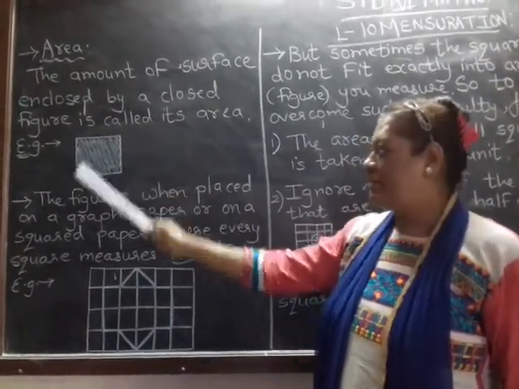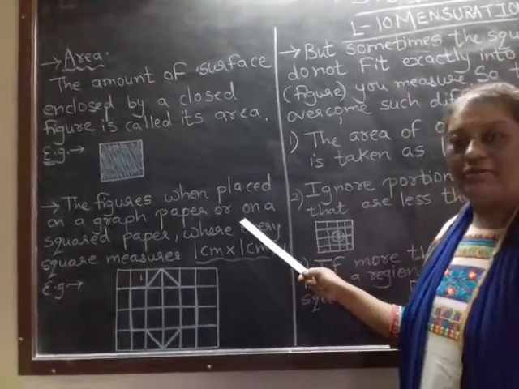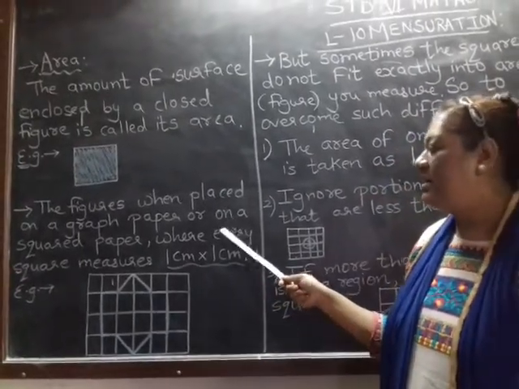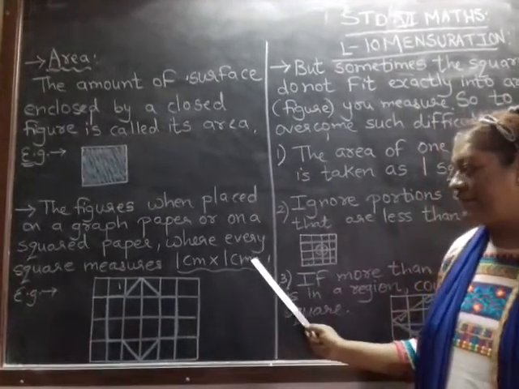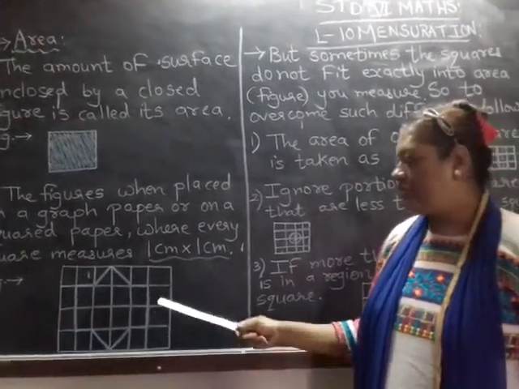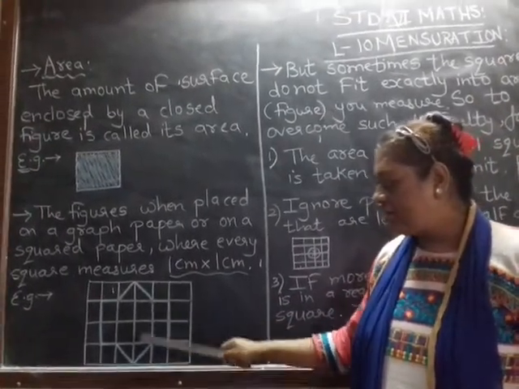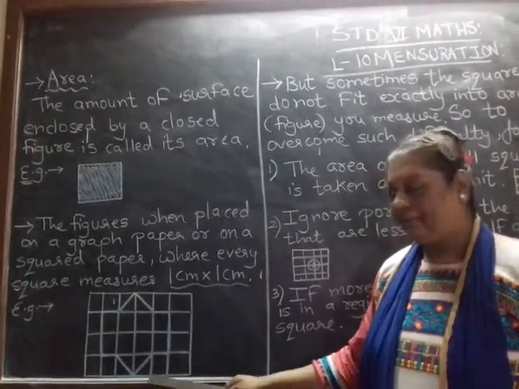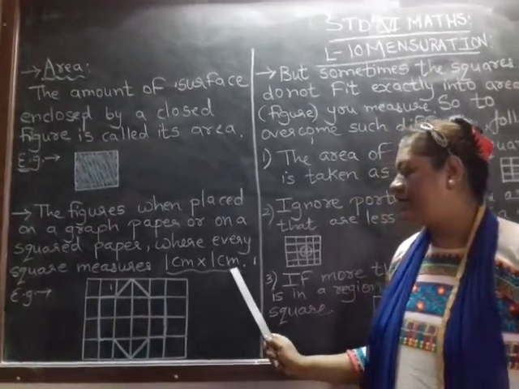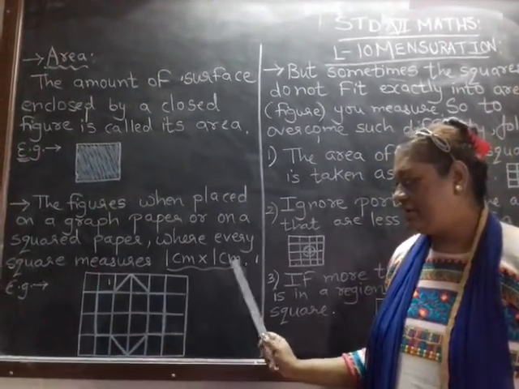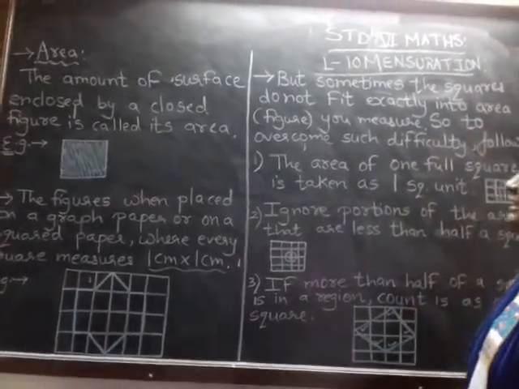inside the figure. Okay, now the figures when placed on a graph paper, you are very well aware about the graph paper, or on a square paper where every square measures 1 centimeter multiplied by 1 centimeter. To make it more clear, you can see I had drawn squares here, right? And on the squares I had drawn a figure. Clear? So all these squares that you see are measuring 1 centimeter into 1 centimeter when the figure is drawn in the square paper. This is a graph paper example I had given.